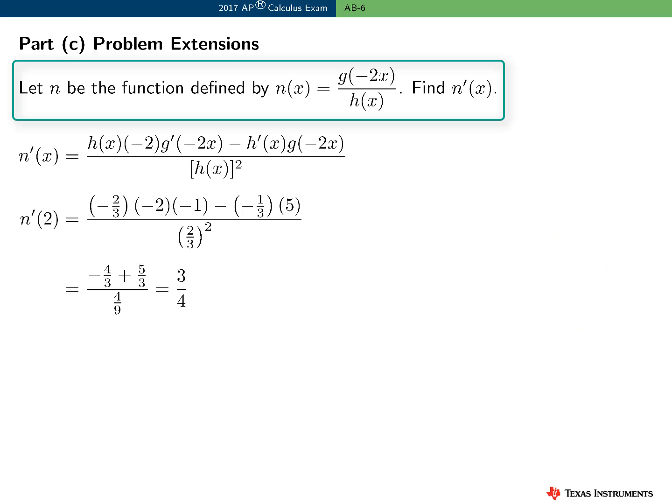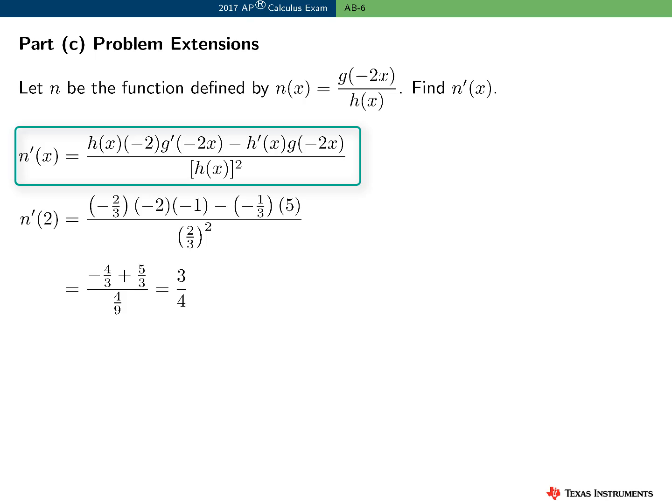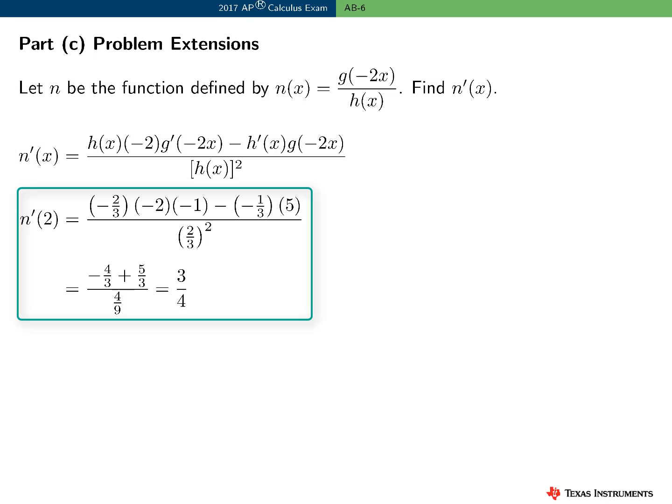In Part C, I'm just going to suggest a nice problem extension. Let's let n be the function defined by g of -2x divided by h of x. And let's find n prime of x, and let's find n prime of 2 also. In order to find n prime of x, students will have to use the quotient rule and the chain rule. And in order to evaluate that derivative at 2, they'll have to use both the table and the graph of h. This is a nice extension. And when I did all the simplification, I got a positive 3/4.